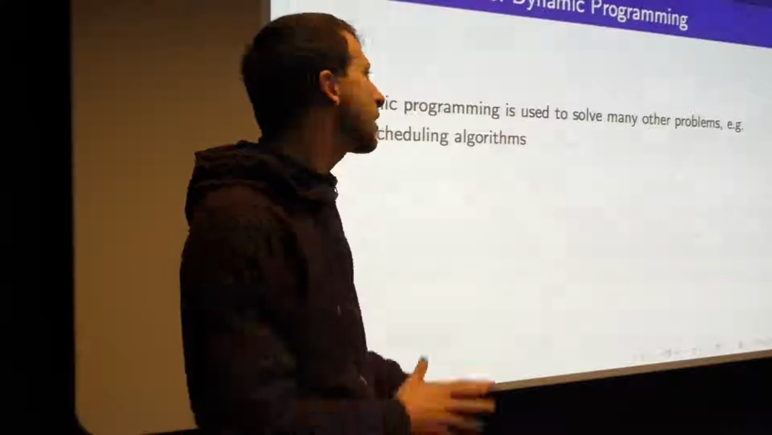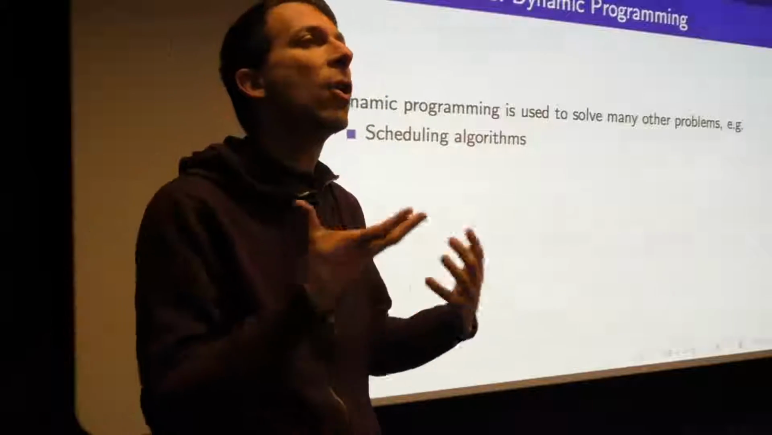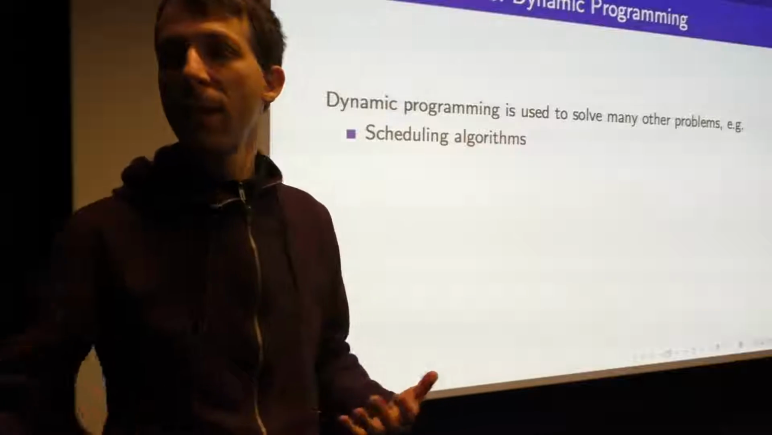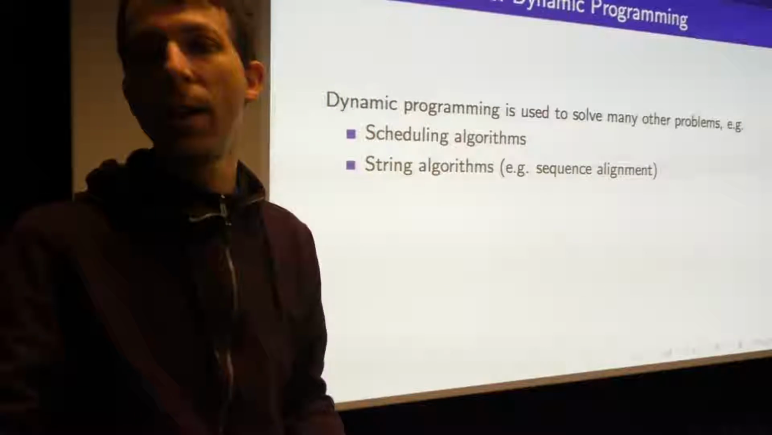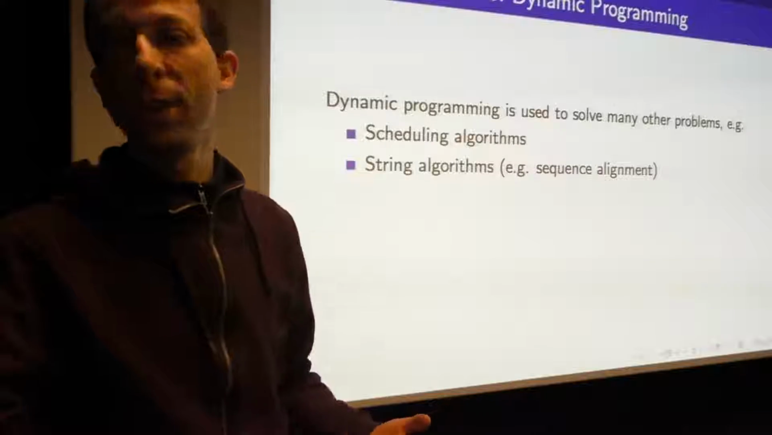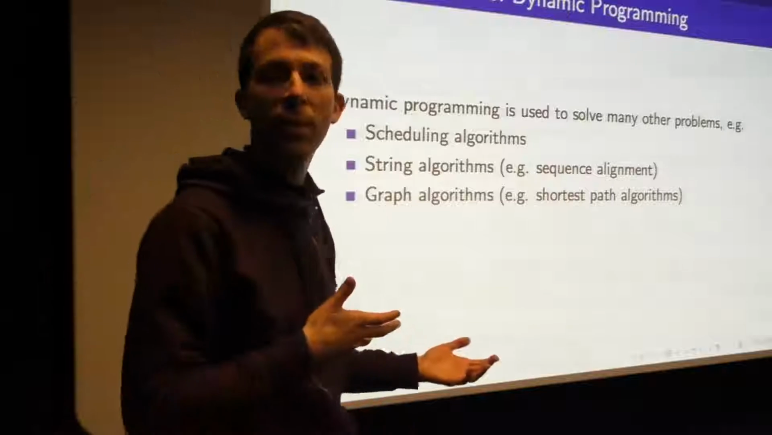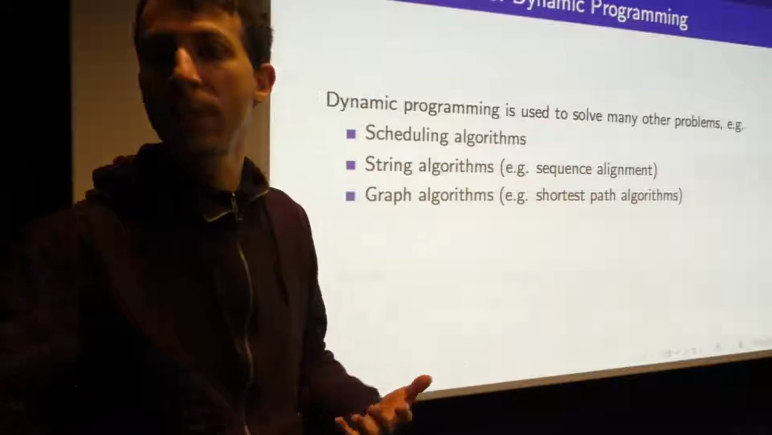Okay, so dynamic programming is very widely used. There's lots of places it gets used. I just don't want to leave you with the sense that dynamic programming is only used for planning and MDPs. It's used in scheduling algorithms. It's used in string algorithms, like sequence alignment problems, very popular in bioinformatics. It's used for graph algorithms. If you think of shortest path algorithms, these are essentially dynamic programming algorithms.